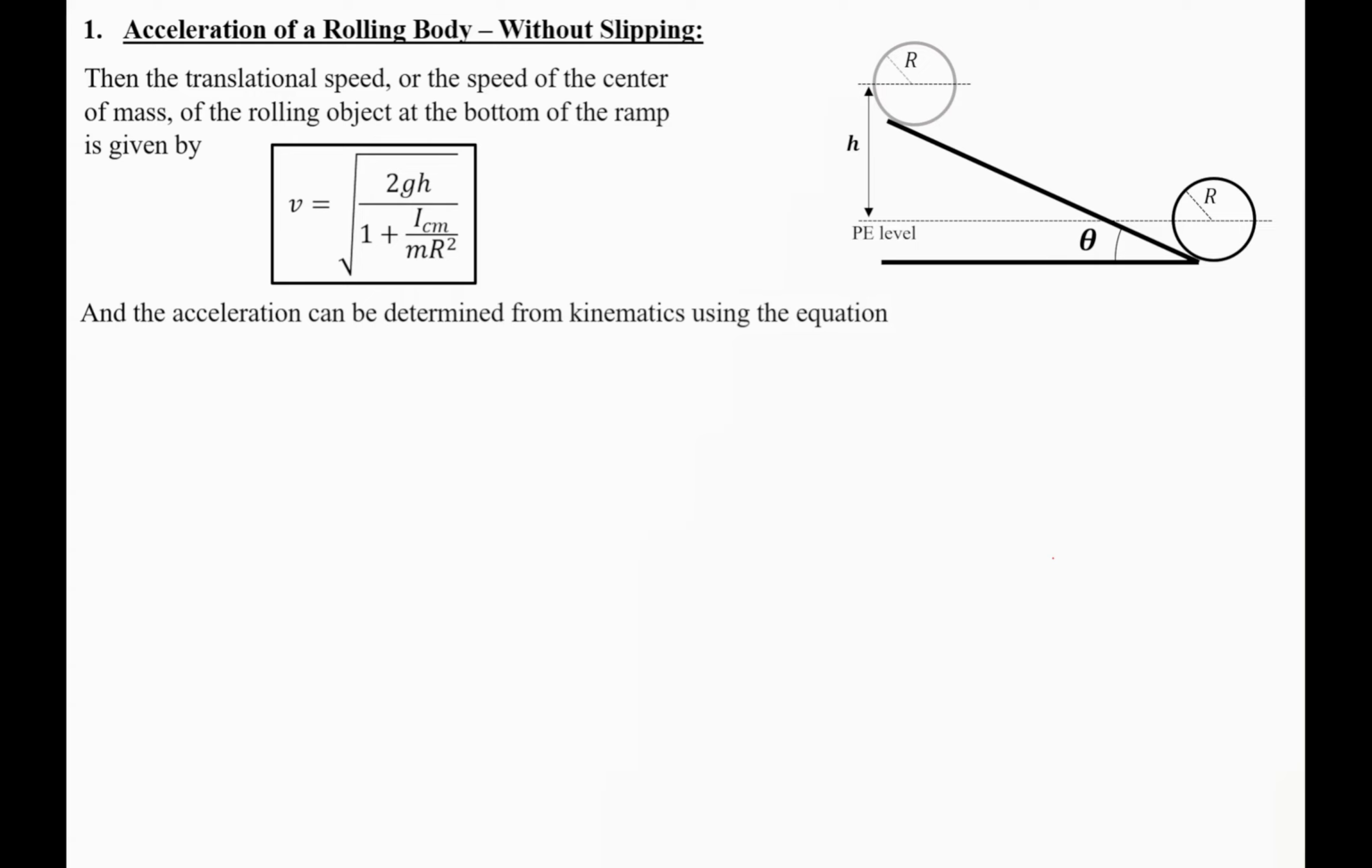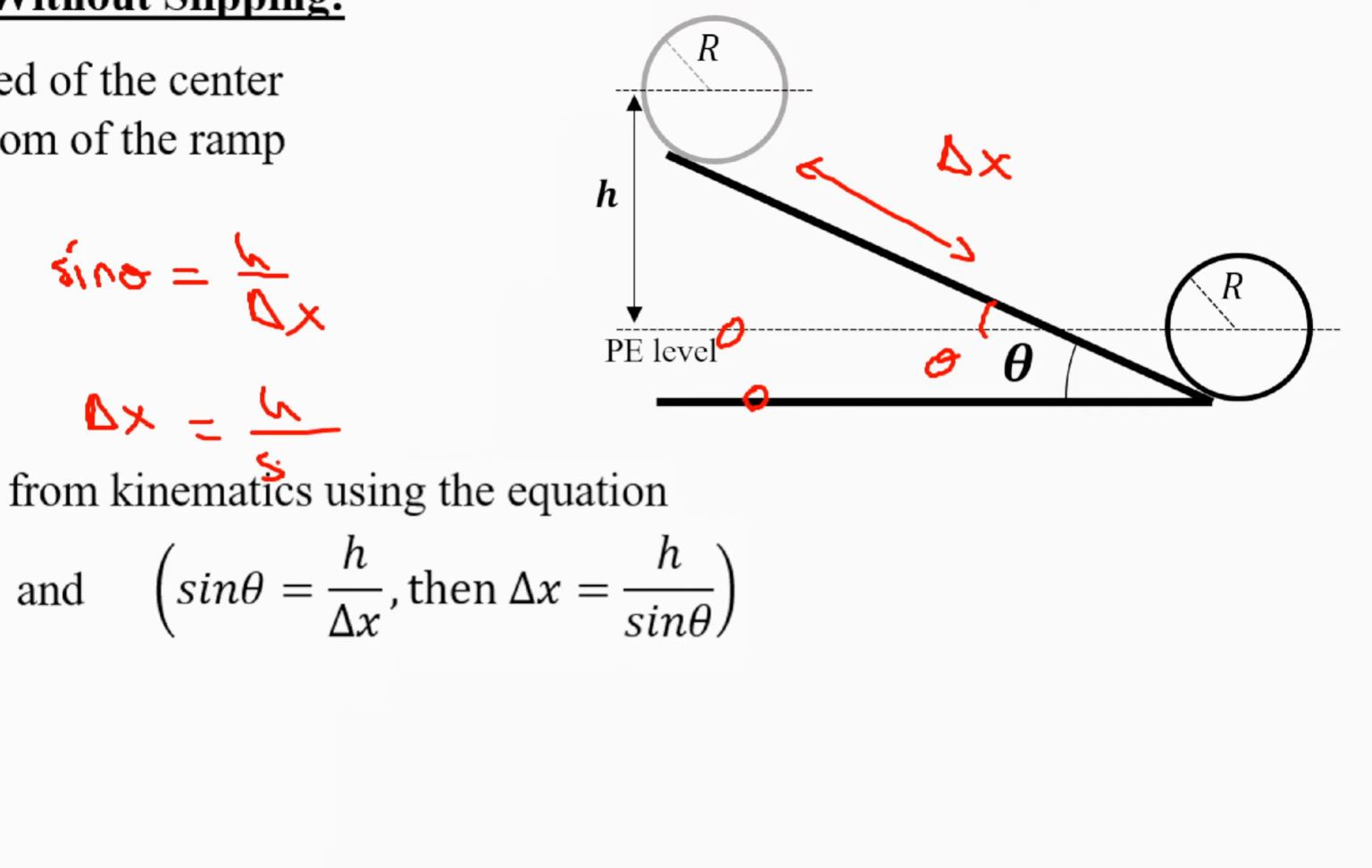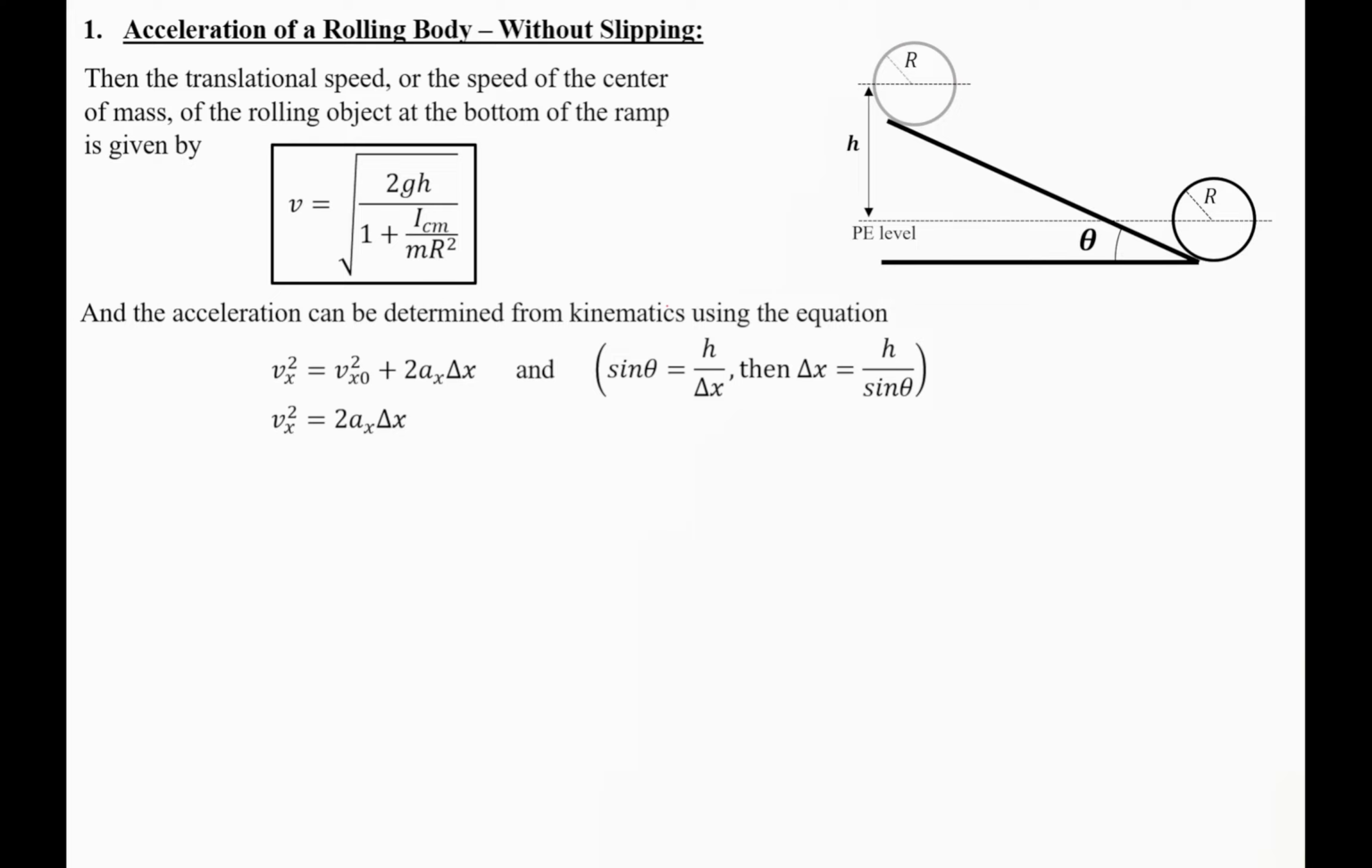And the acceleration can be determined from kinematics using the equation v square is equal to v square initial plus 2a delta x. And sine theta would be h over delta x, which means delta x is h over sine theta. So here remember that because this is a horizontal and this is a horizontal, so this is theta as well, and delta x would be the distance traveled along the ramp. So sine theta in this case would be h over delta x, so opposite over hypotenuse, which means that delta x is given by h divided by sine theta. Now, because initially at rest that would be 0, so we're left with a, which is v square over 2 delta x.